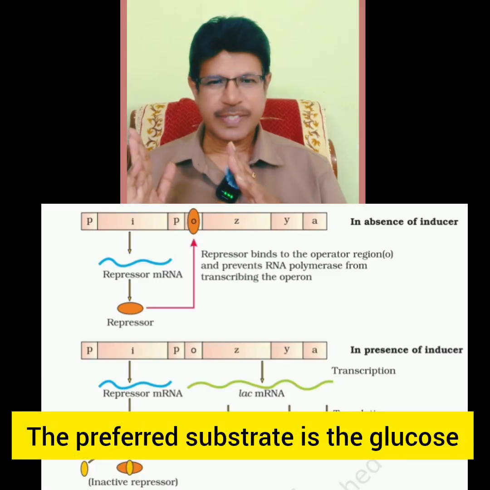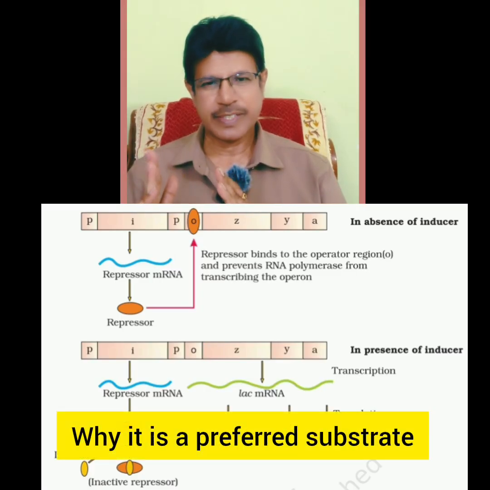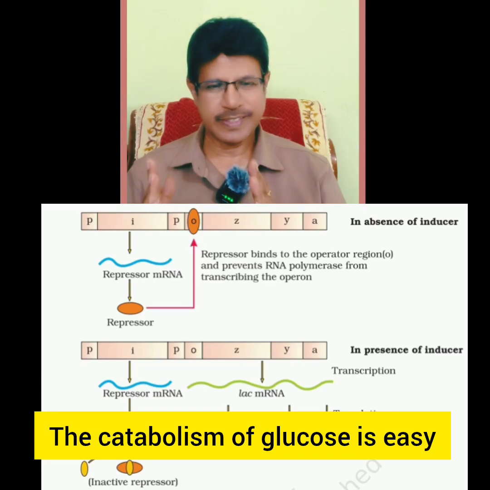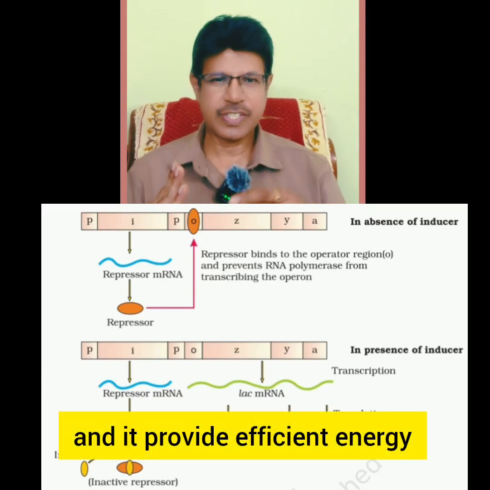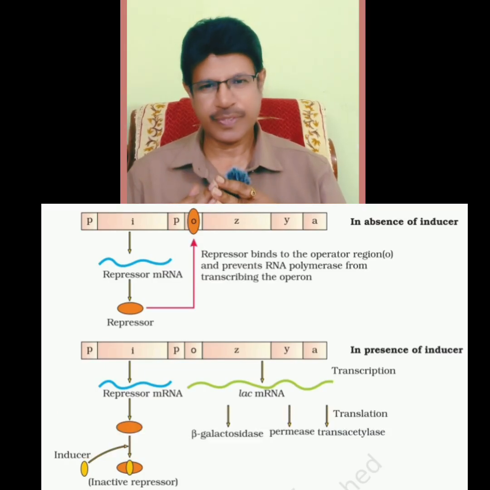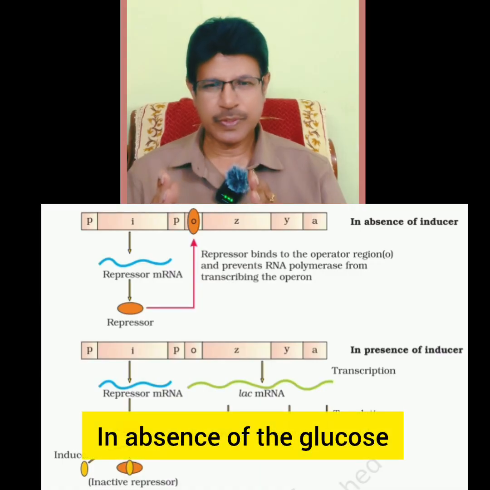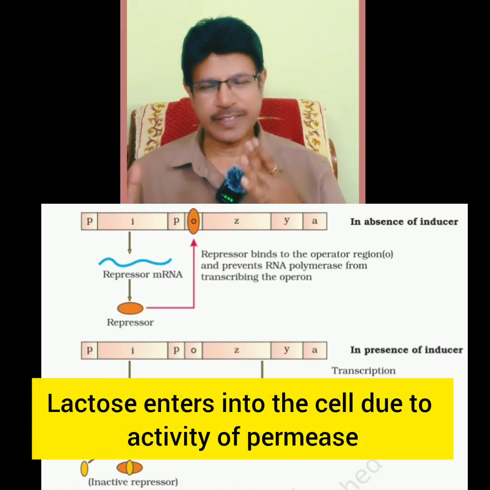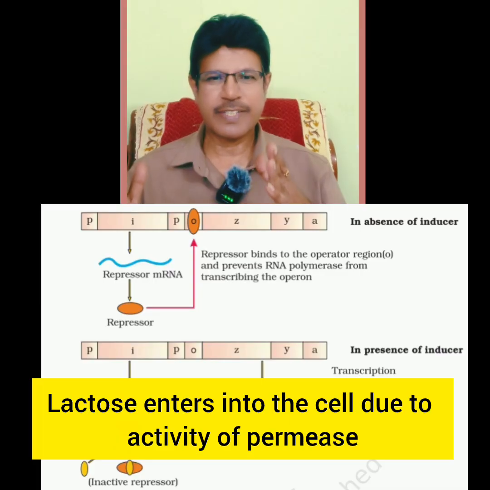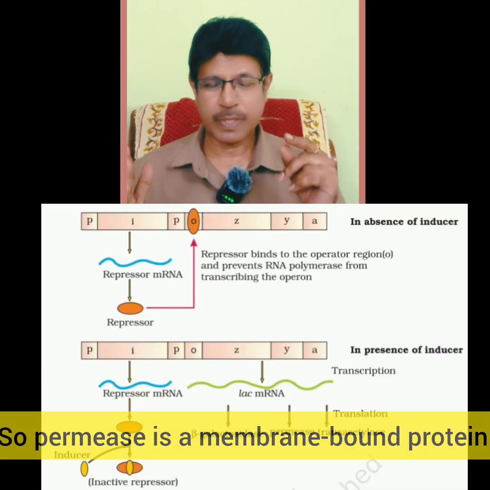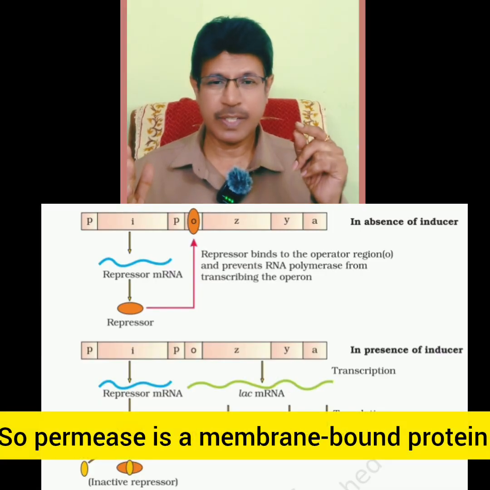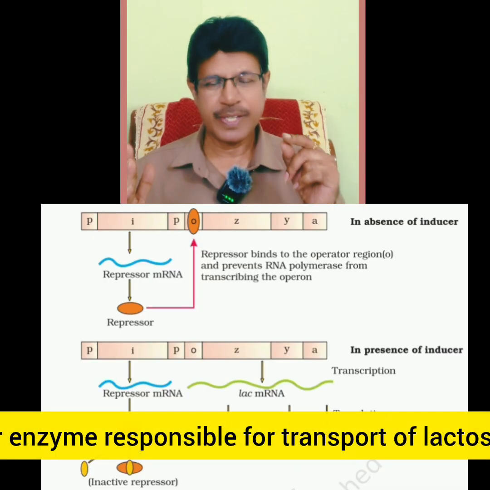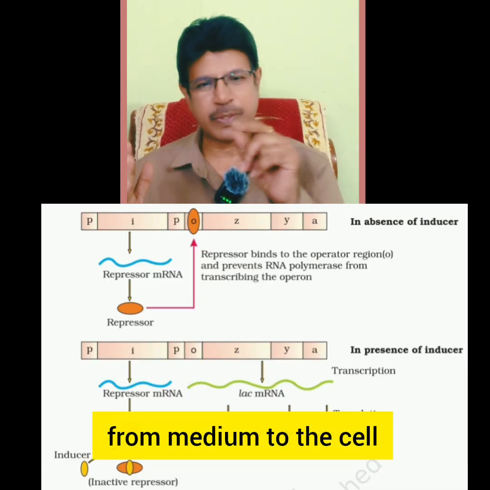Next, the preferred substrate is glucose. Why is it a preferred substrate? The catabolism of glucose is easy and it provides efficient energy, an immediate source of energy. In absence of glucose in the growth medium, lactose is provided. Lactose enters into the cell due to the activity of permease. Permease is a membrane bound protein or enzyme responsible for transport of lactose from the medium to the cell.